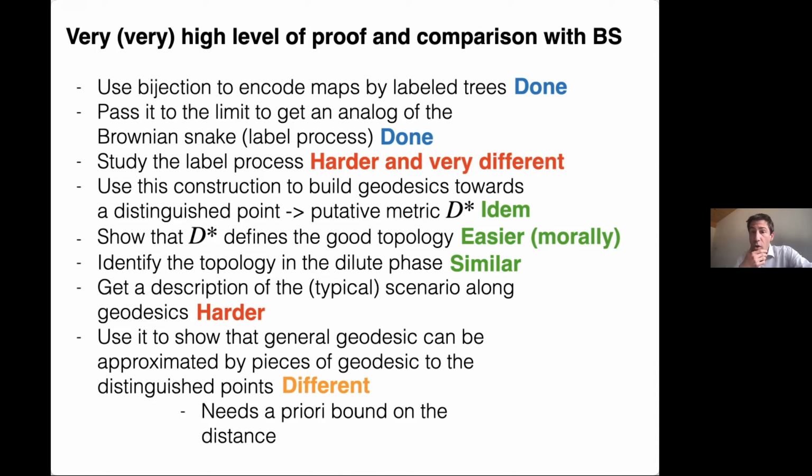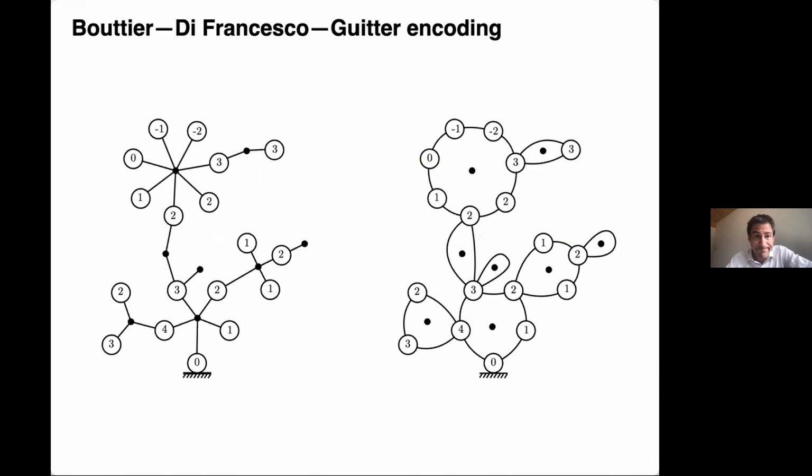And above all, we need an a priori bound on the distance to control the effect of this surgery. And this also is very different from what has been done in the Brownian sphere setup. And we think that this is more robust. Okay, so let's start with item 1.